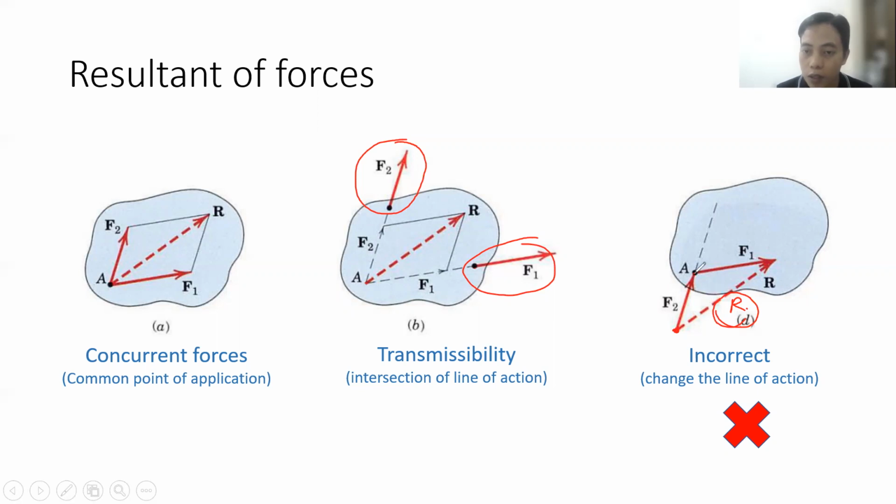So the resultant must be in this location. It must go through, it must pass through point A. I hope that you can understand this.